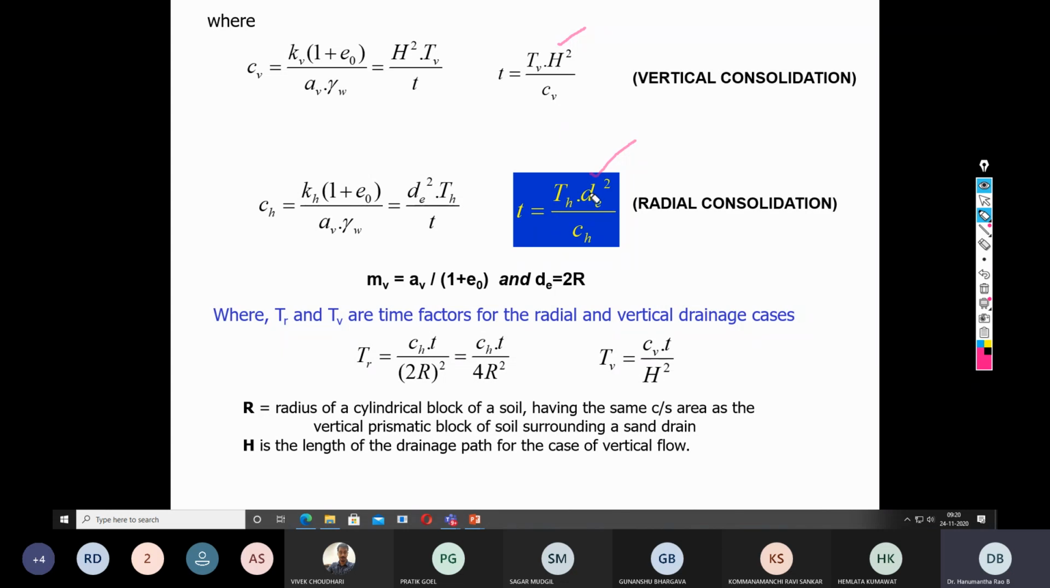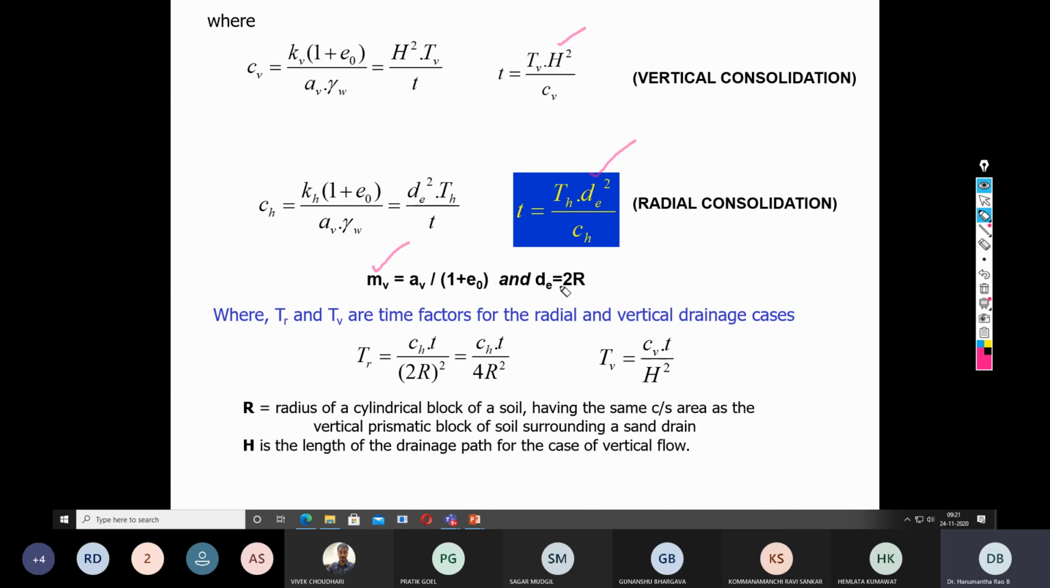H is in the vertical direction, so DE in the lateral direction. So that's the distinction between the vertical consolidation and the radial consolidation. So these are other consolidation forms. MV is equal to AV by 1 plus E naught, the coefficient of volume compressibility, so on and so forth.